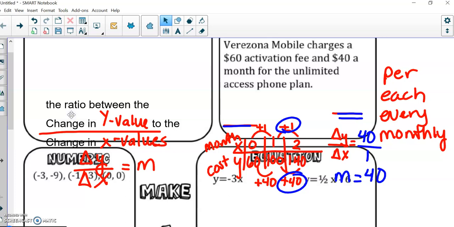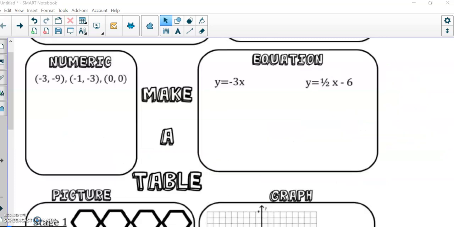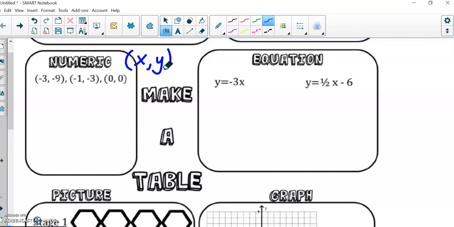Next, we're going to look at a numerical representation. A numerical representation is coordinate points. Coordinate points are written in the form x, comma, y. These coordinate points could be transferred to a table so it's easier for us to find the rate of change. When we are making a table, we have one column, that's the x column, and the second column is the y column. We're going to take those x and y values from the coordinate and simply write them in a table format. So -3, -9, -1, -3, 0, 0.